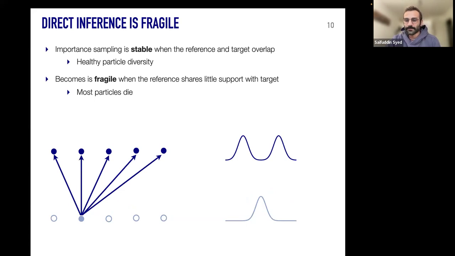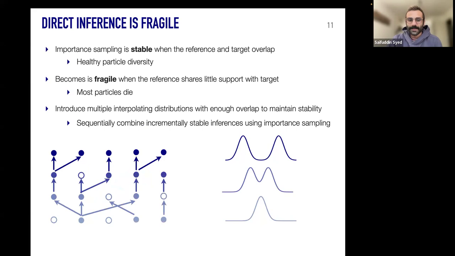But the problem becomes, again, when the reference is far away from the target, and in particular, when the reference shares very little overlap, what you're going to find is some particle degeneracy occurs. So the weights are effectively going to be all dominated towards one particle, and everything else is going to be relatively zero. And when you do this resampling procedure, most of those particles are going to be dead. So even though we have a bunch of particles, effectively, we may only have one.